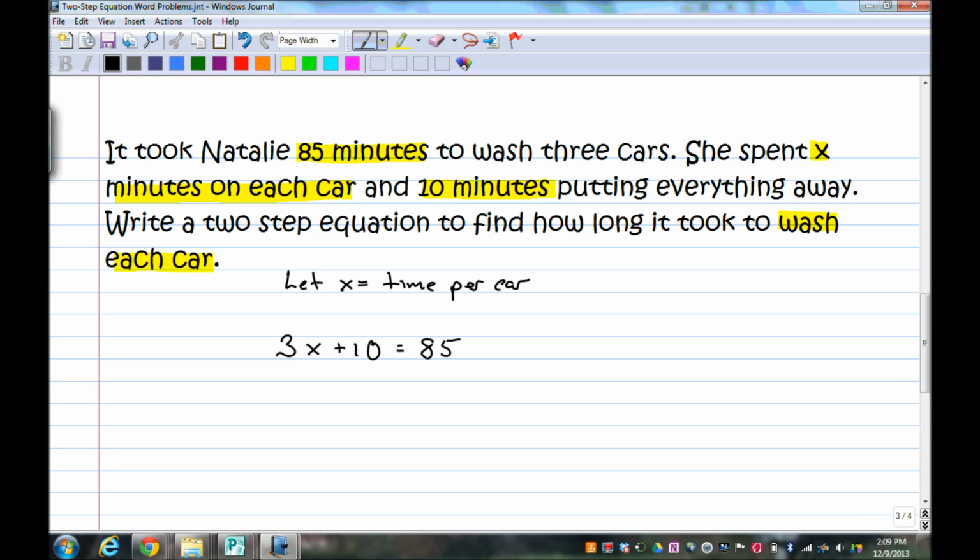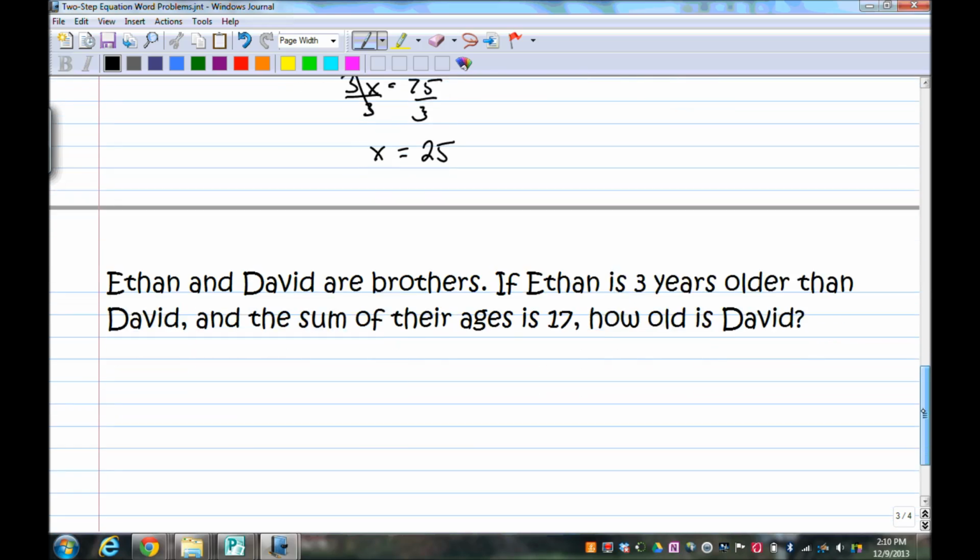Now we could solve for X. Subtract 10 from both sides, and you get 3x is equal to 75. And then we could divide by 3 on both sides. X is equal to 25. Now, the answer would be 25 minutes per car. When you look at that, ask yourself, does it make sense? And yes, it does, because 25 minutes per car, she had 3 of them, 10 minutes to put things away, it would work out. Okay, my last one is really interesting.